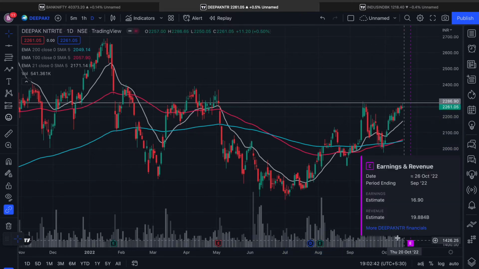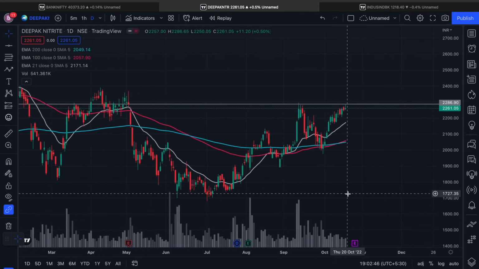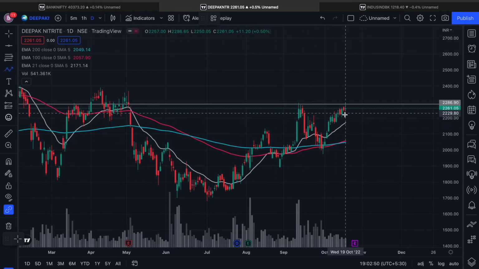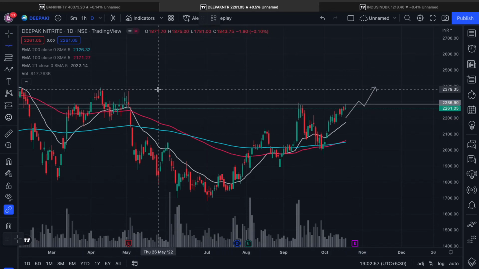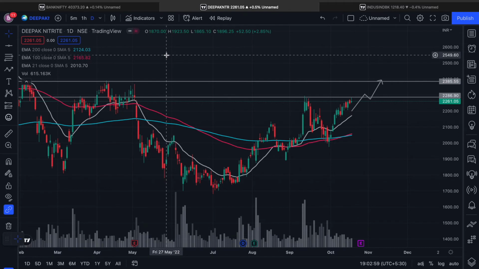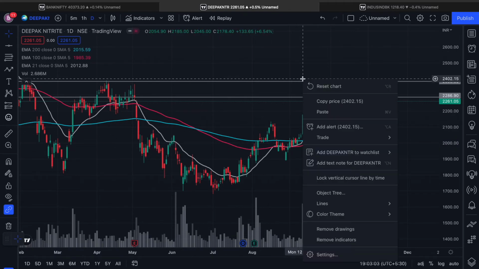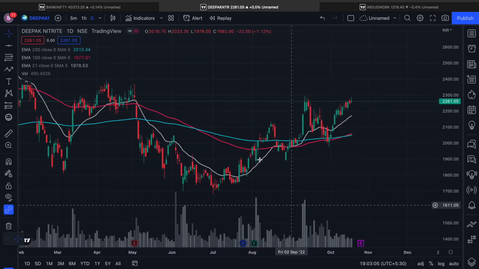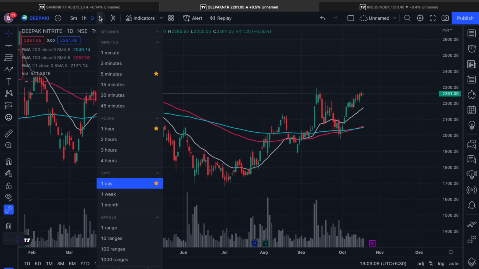The quarterly results are approaching, so there is a highly likely chance that it breaks this resistance on the upper side and reaches 2400 in the short term. This is a possibility. However, the momentum is not great as of now. So yes, we have to trade this with a bit of caution.